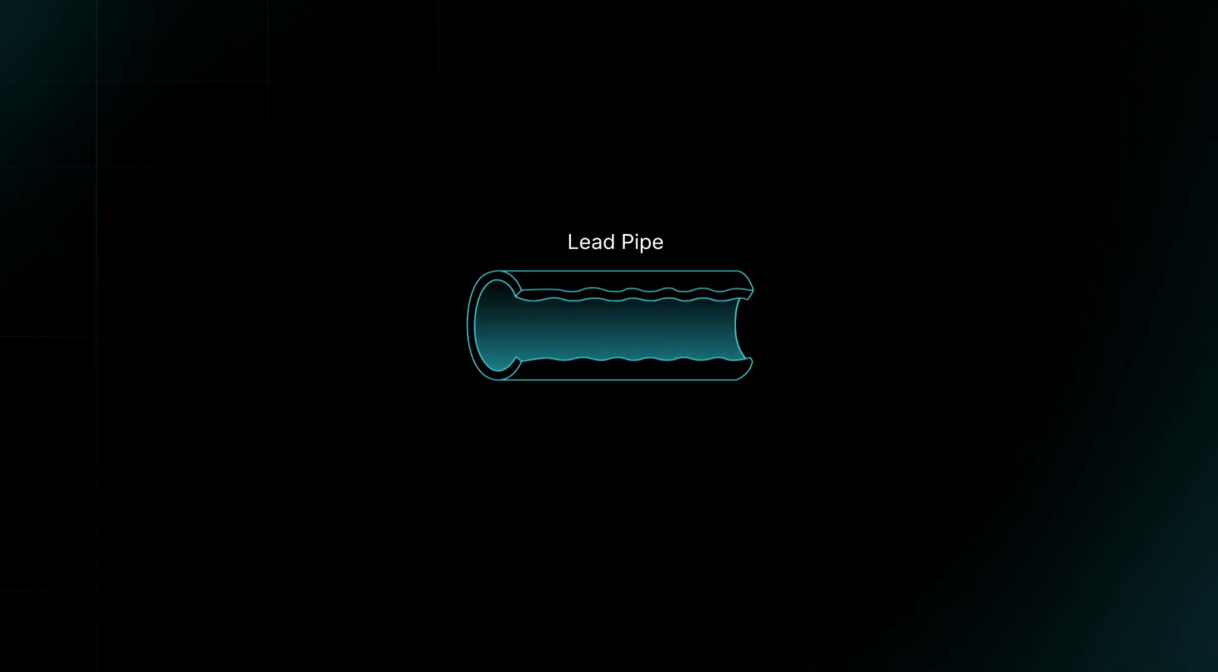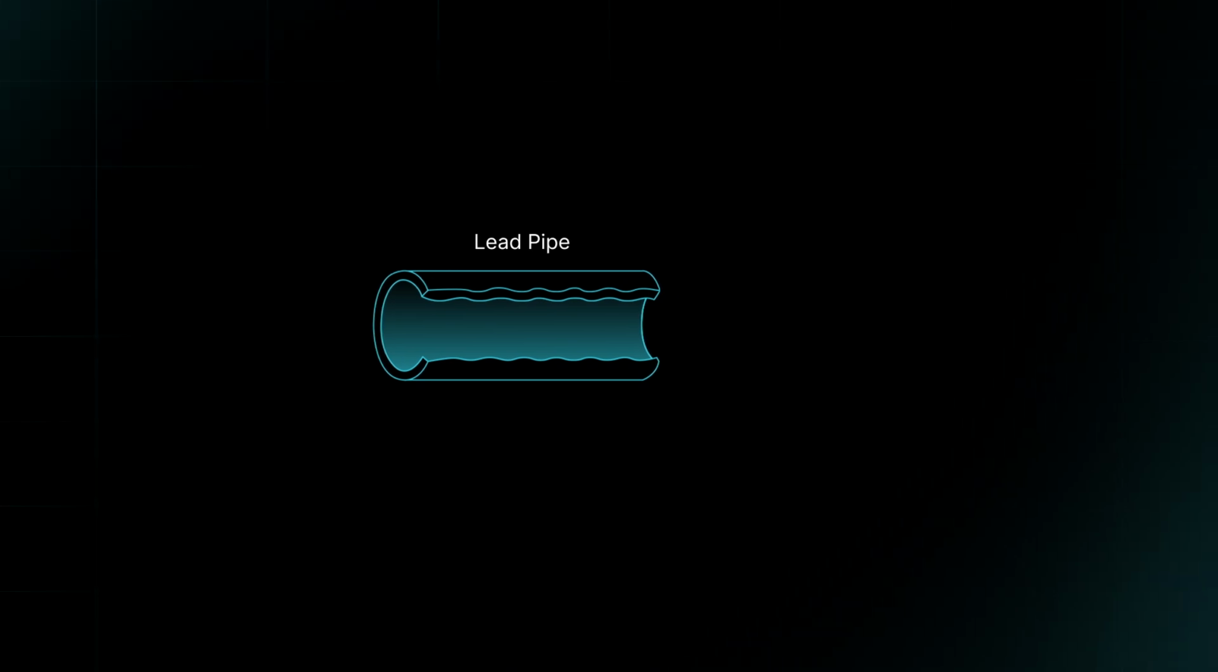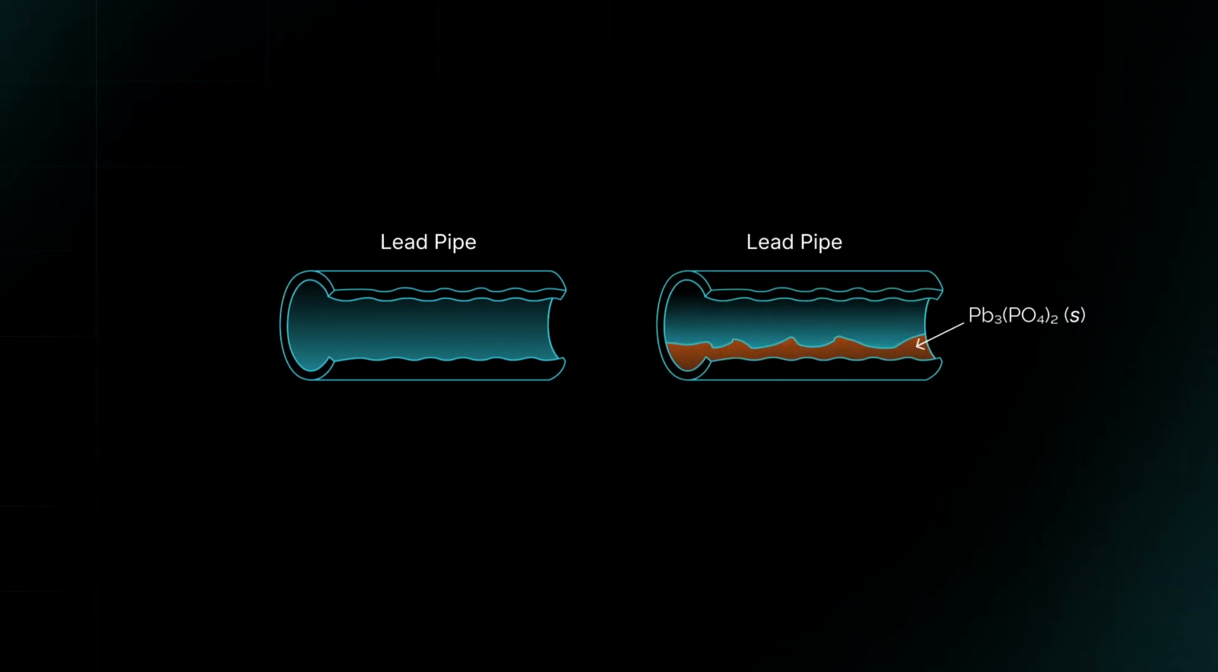Metal pipes can gradually develop a protective layer of insoluble compounds on the inside. For example, when phosphate ions flow through a lead-containing pipe, they react with the lead to form a layer of lead phosphate that coats the interior. This protective layer plays a crucial role in preventing lead ions from leaching into the water we drink. But it's only protective if it stays in place and doesn't dissolve, releasing lead back into the water.